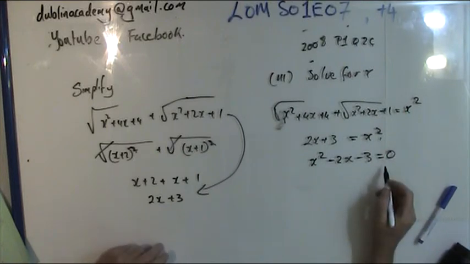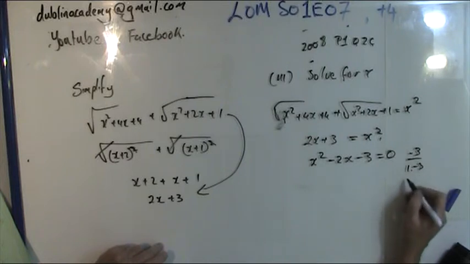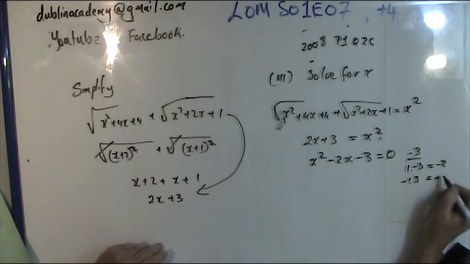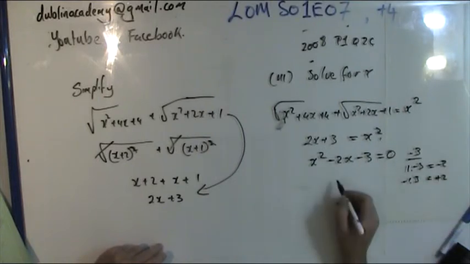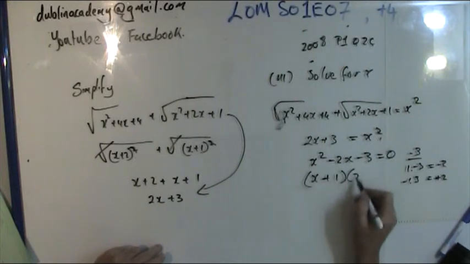No big deal. Okay? Now I'm looking at minus 3. The factors of minus 3 are 1 by minus 3, or minus 1 by 3, which add to give me minus 2. Okay, so you can add smaller to larger, minus 2. So I know these are my factors. X plus 1 by x minus 3.